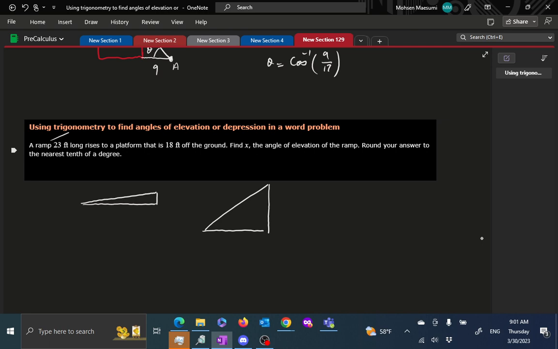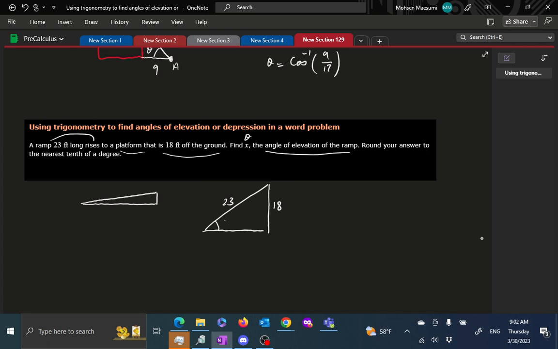A ramp is 23 feet long, perhaps more like a ladder, to a platform that is 18 feet above the ground. That's what it means. Find x, so we change that to a theta, the angle of elevation. So if I'm up here and I want to push something up and go up there, at what angle do I go up the ramp?